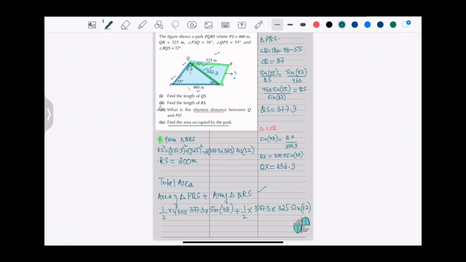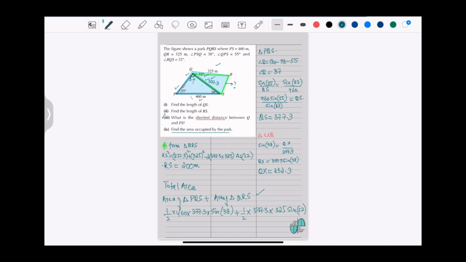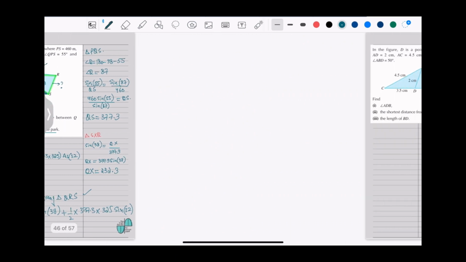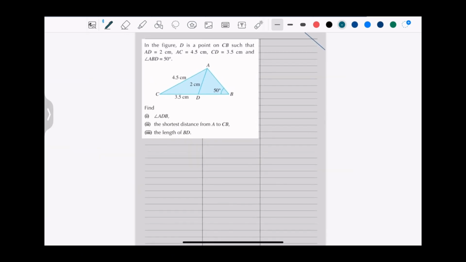This lecture is more focused on cosine rule, so I'll prefer solving them mainly. Let's look at another question here.